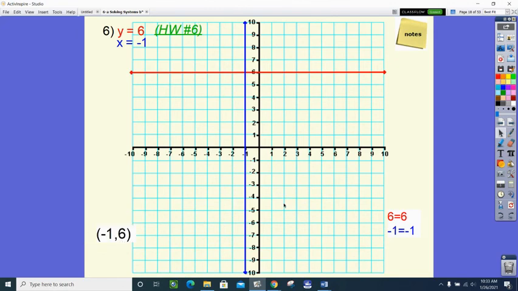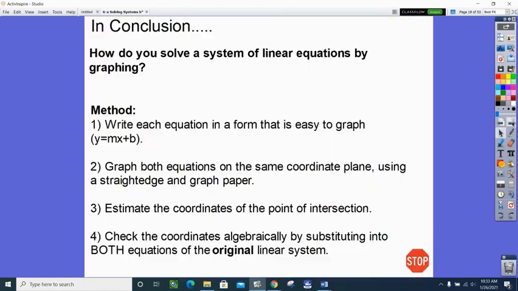To check it, stupid checks, okay? You got to put the 6 in for the y, and you got to put the -1 in for the x, and shockingly enough, it works. So just wanted to get those perpendicular and parallel, perpendicular, vertical, and horizontal lines back in your brain.